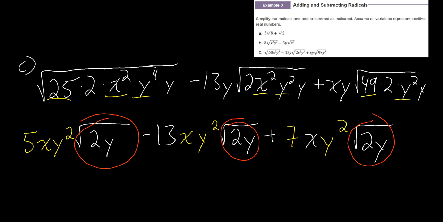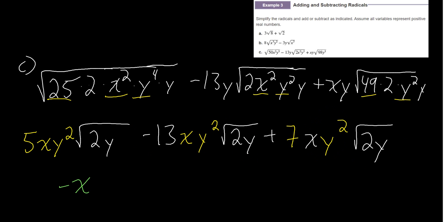Whew, okay, so we have like radicals, we also have like variables, so all we have to do is simply add or subtract this now. So we end up with 5 minus 13 is negative 8, negative 8 plus 7 is negative 1, so we're going to have a negative xy squared on the square root of 2y.